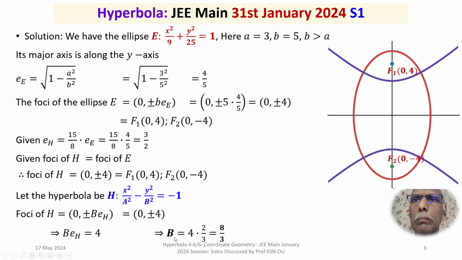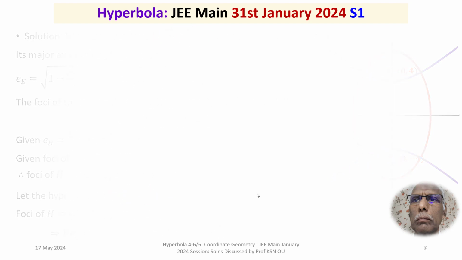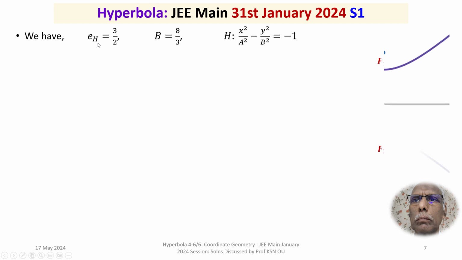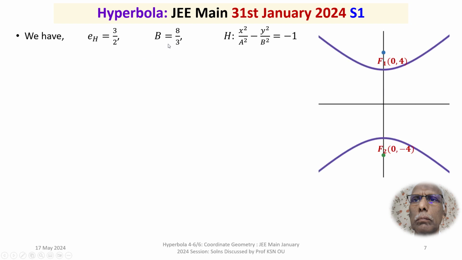So the B we got, and we will try to get capital A also. Thereby, the complete hyperbola will be known to us. Then we will answer the question. We have the eccentricity of the hyperbola and capital B, and H is x square by capital A square minus y square by capital B square is equal to minus 1. This is the hyperbola here.